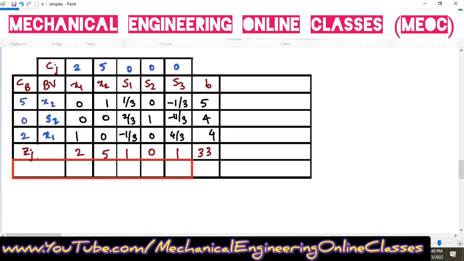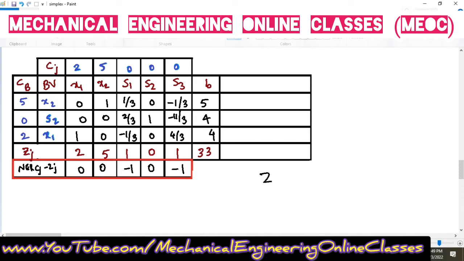Now let us see if at least this is the optimized answer, or if we can make our Z any better. For that we have to find the net evaluation row as Cj minus Zj. This is 0, 0, minus 1, 0, minus 1. So for a max type of problem, Cj minus Zj is all 0 or negative. So there is no scope of maximizing the Z any further. So the maximum value of Z can be 33 and not more than that.